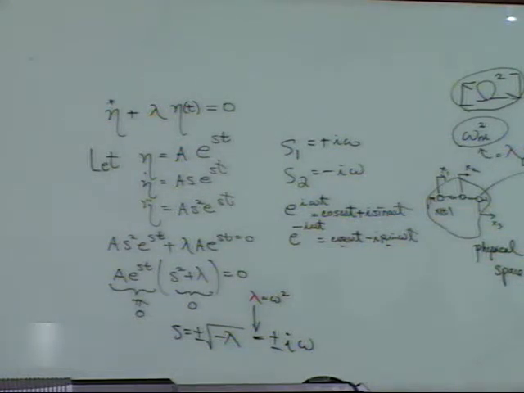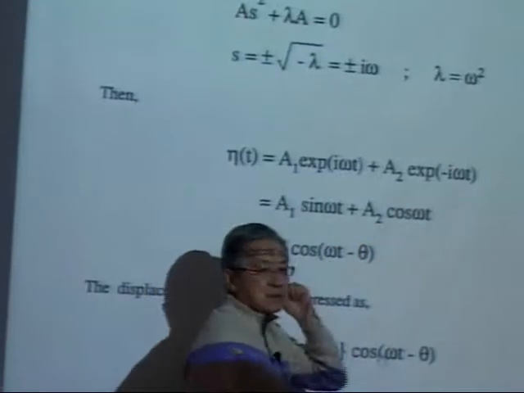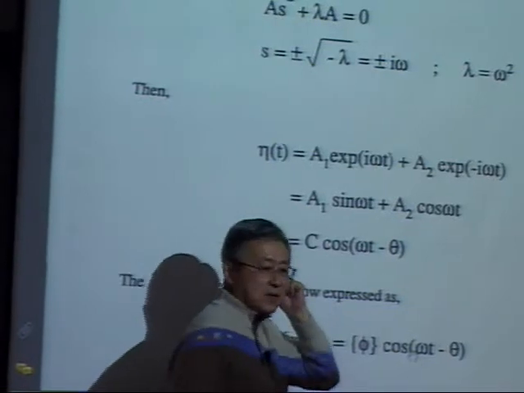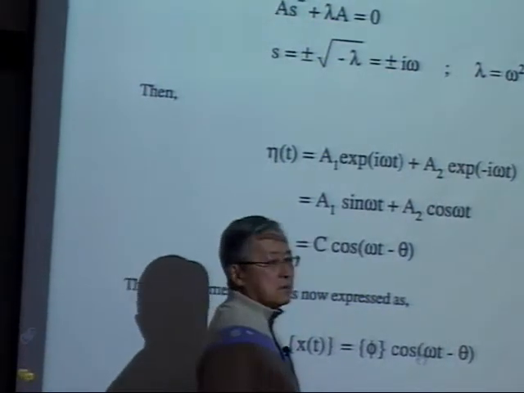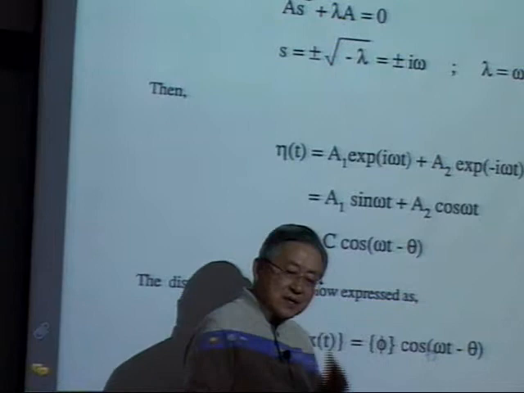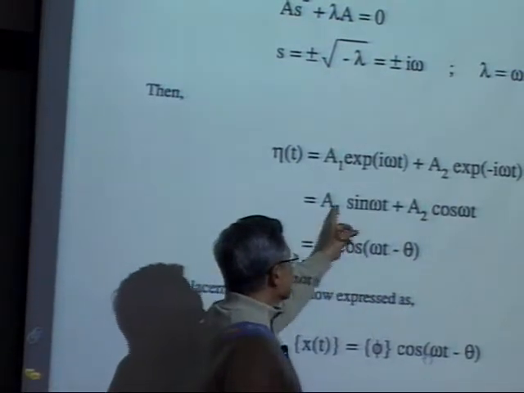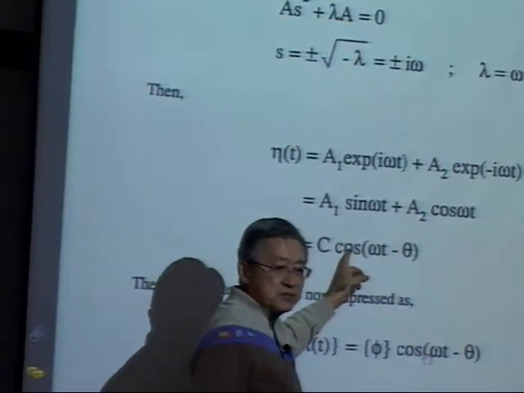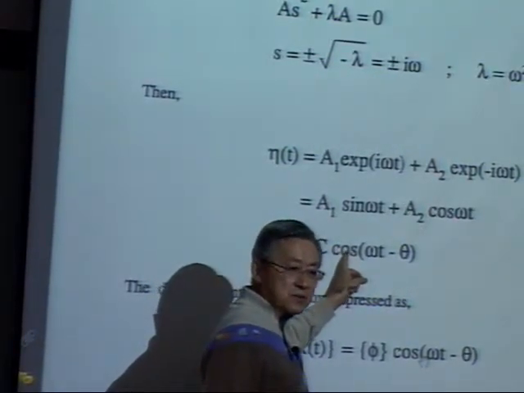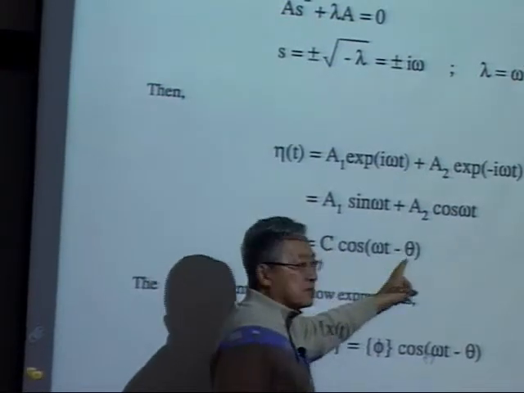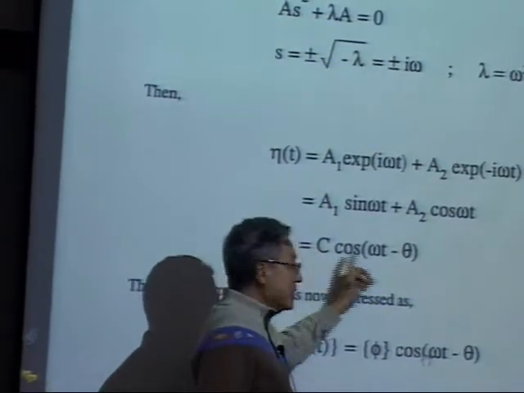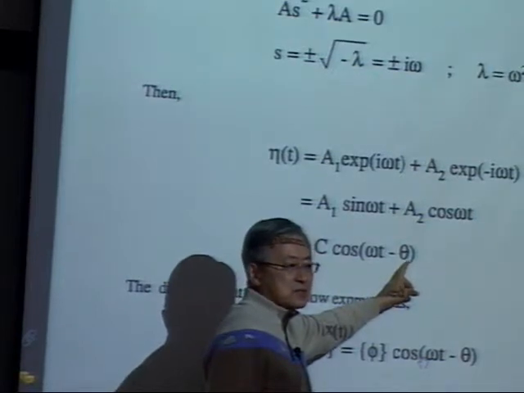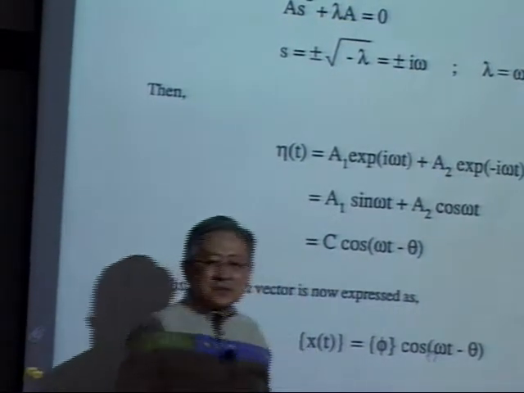So in general, I can write sine omega t plus cosine omega t with the constants A1, A2. Or sine and cosine can be combined with a phase difference. So how many unknowns does that expression have? Two unknowns, C and phi, amplitude and the phase difference. Any form is acceptable.